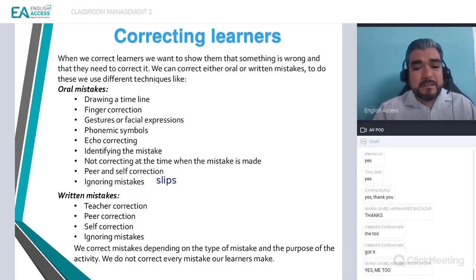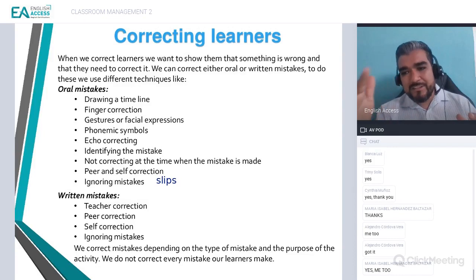We correct mistakes depending on the type of mistakes and the purpose of the activity. We do not correct every mistake our learners make. So think about the purpose of the activity. Remember what I told you. I guess I told you that the human brain cannot focus on many things at a time. We focus on one thing at a time, especially men.